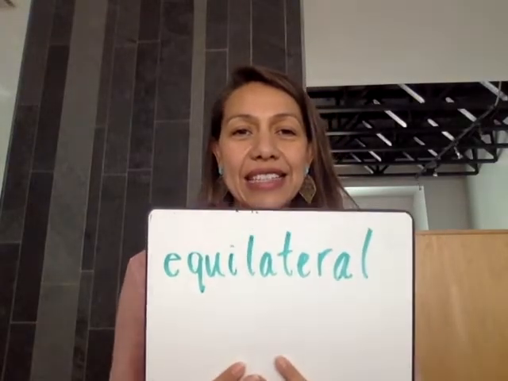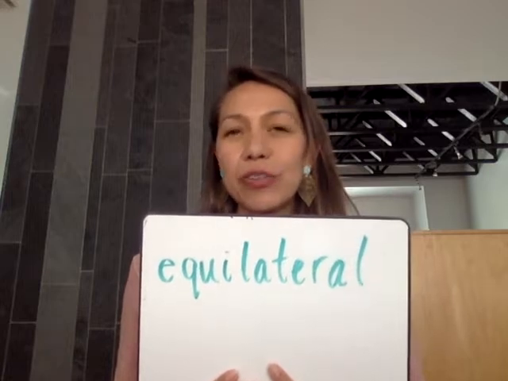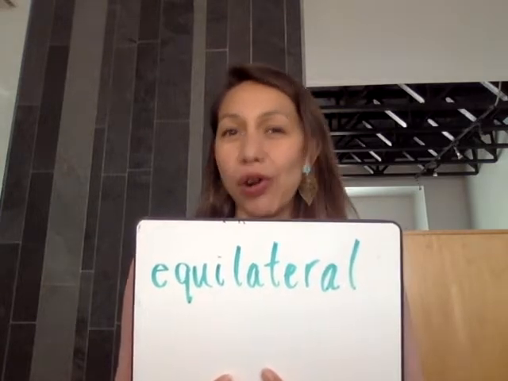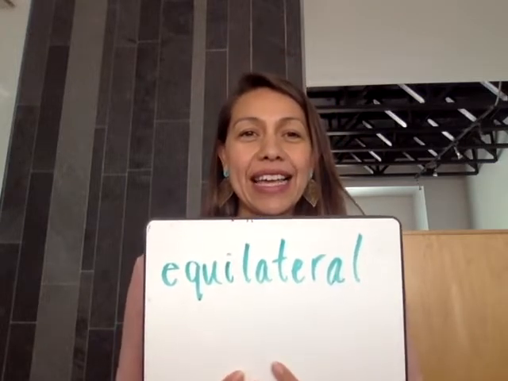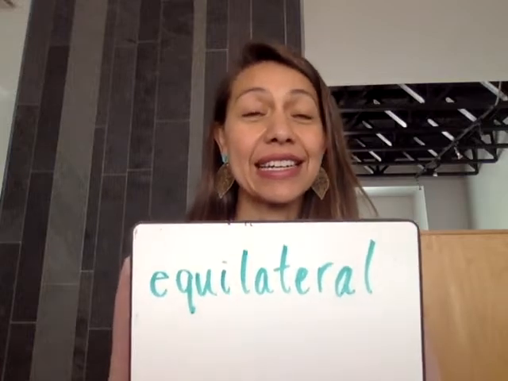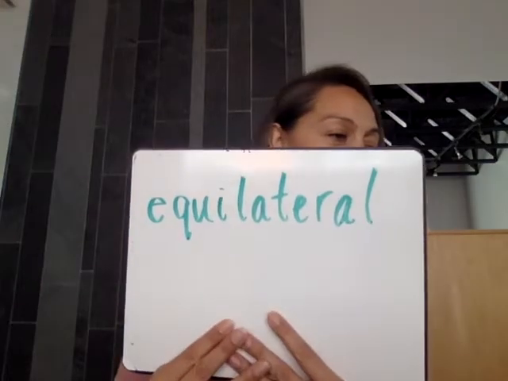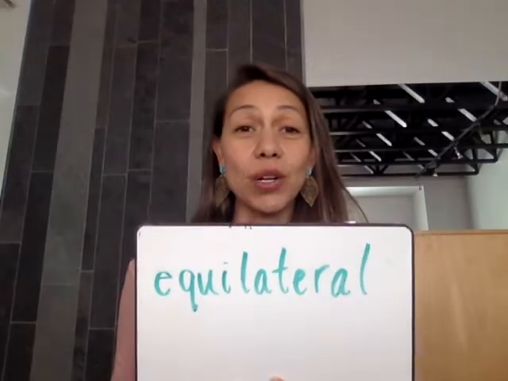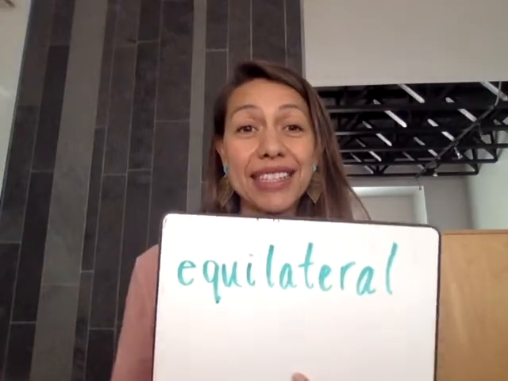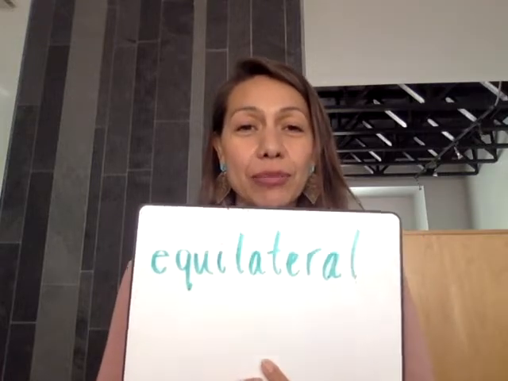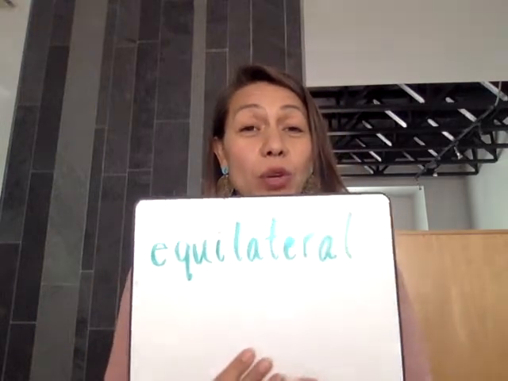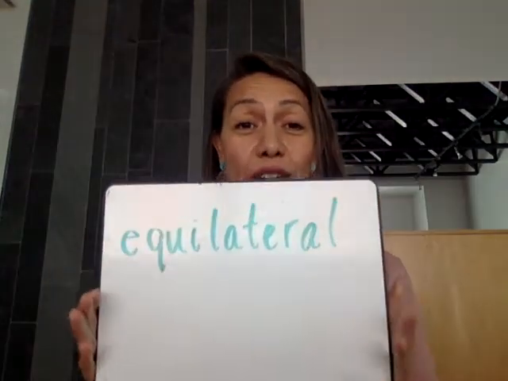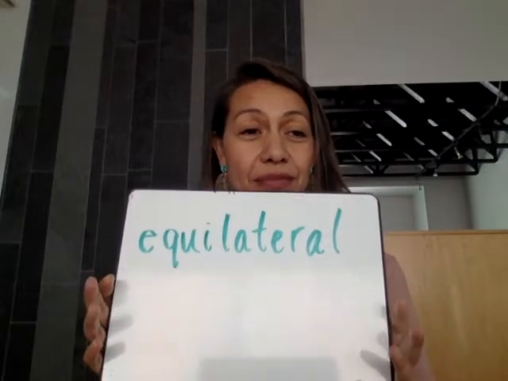Equilateral. Is there a word that sounds familiar in there? Equal. Oh, equal. What does equal mean? Equilateral means all sides are equal. Means equal sides. Equal means the same. Equilateral means same, equal sides. And that's what we were working on yesterday. And today we're going to continue working with equilateral shapes, equilateral triangles.